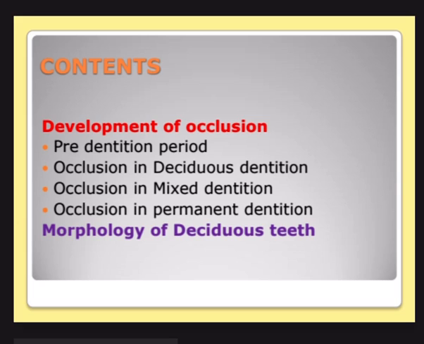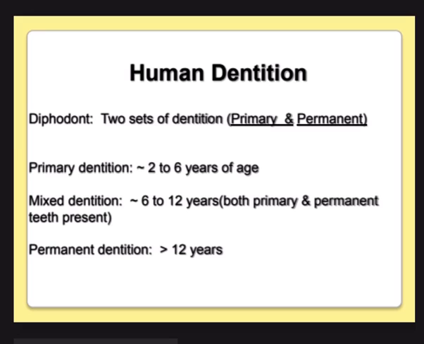I think this topic has already been touched upon. The morphology of deciduous teeth has already been taken in the practical lab as well as another lecture, but again it will be a revision for you guys. As the topic suggests, you should know that the occlusion for a human being is established in various stages. Okay, before that, a brief intro to your human dentition.